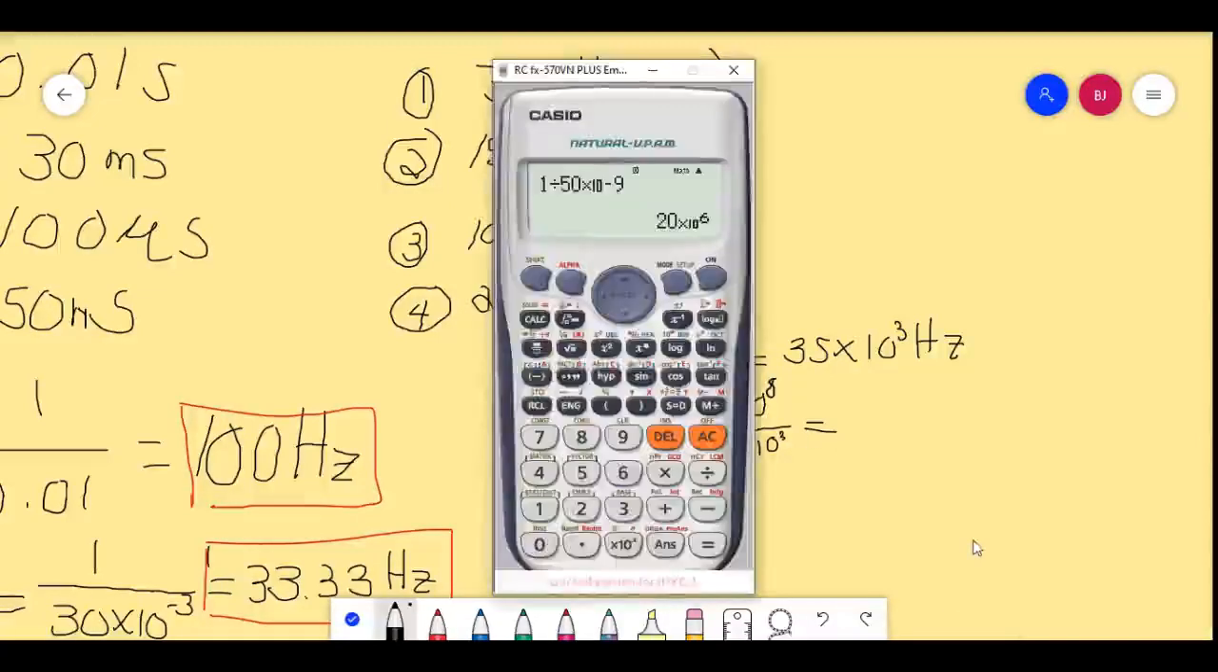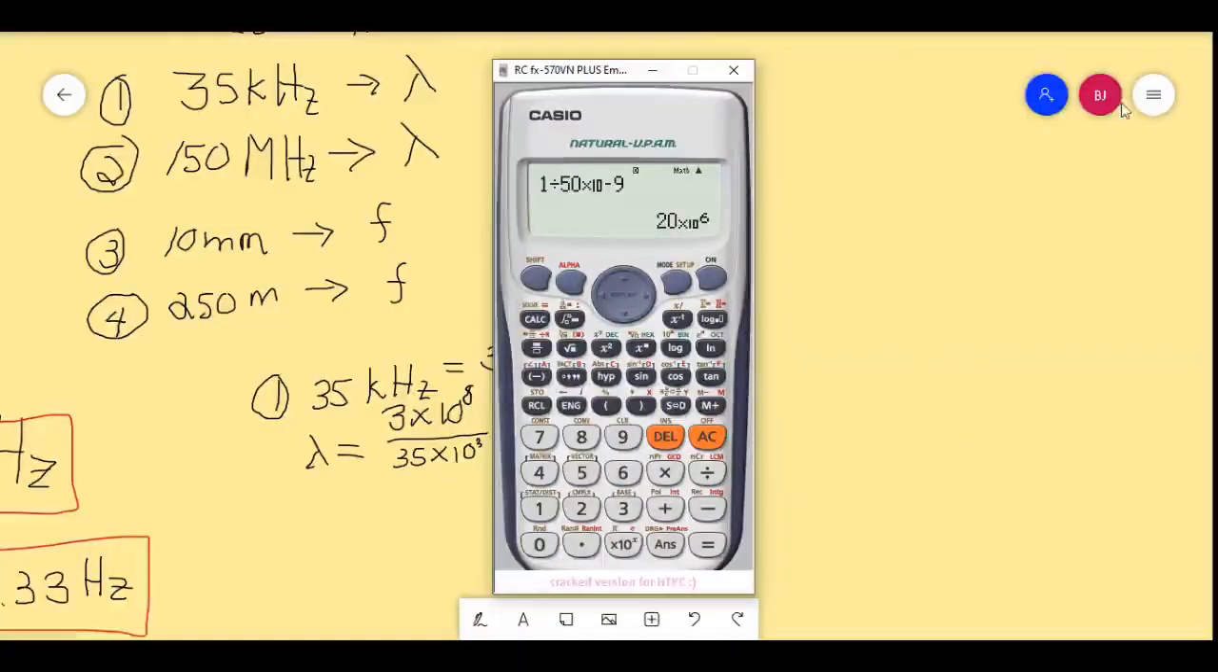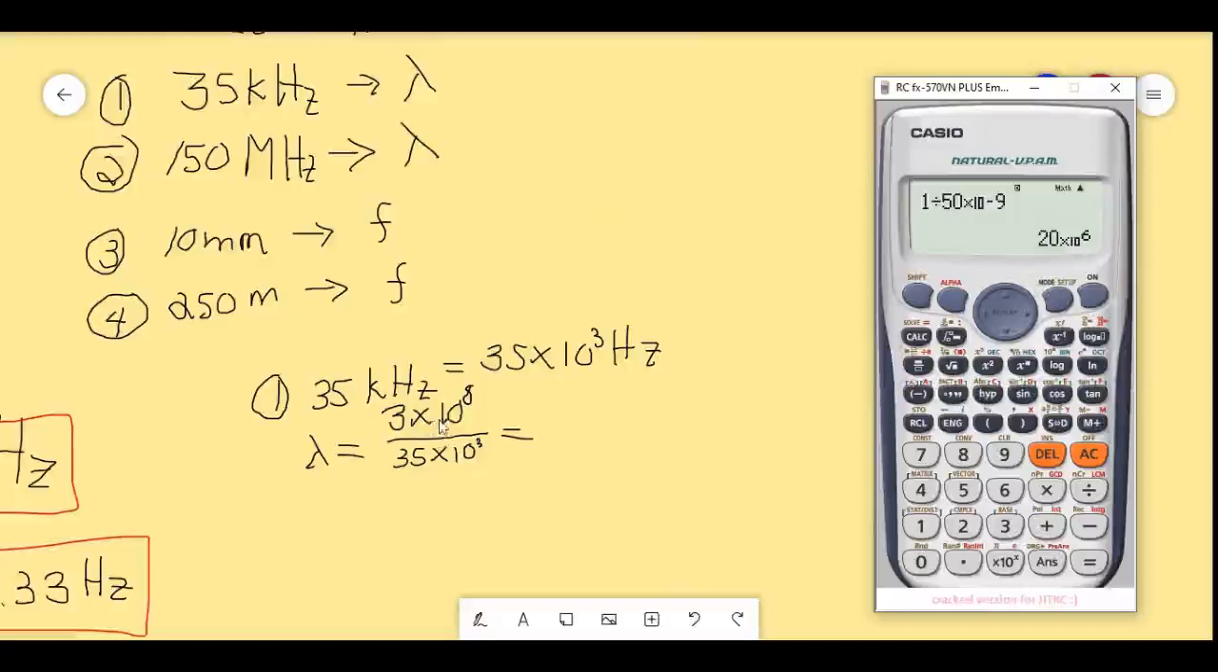So let's use our handy dandy calculator once again. Let's just move this a bit to the left. Then let's move this to the right. So we have the 3 times 10 to the 8. Let's clear everything up. So 3 times 10 to the x, or exponent 8. Divided by 35 exponent 3. So again, we have 3 exponent 8 divided by 35 exponent 3. Okay? So this is the 3 times 10 to the 8, and this is the 35 exponent 3. So the answer will be this.